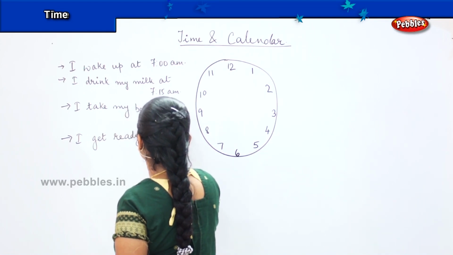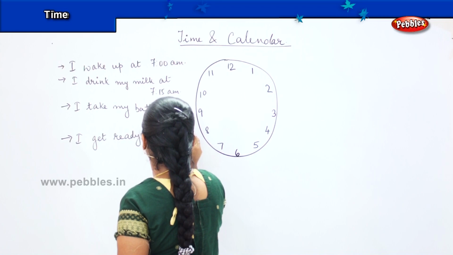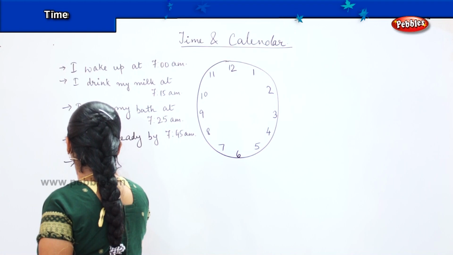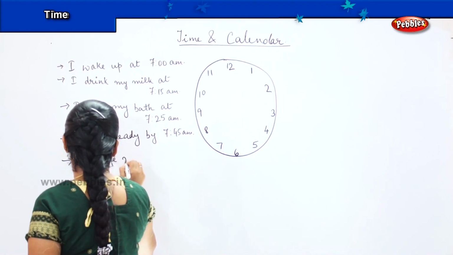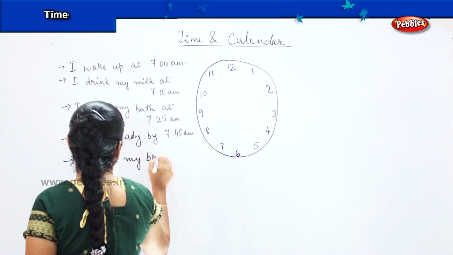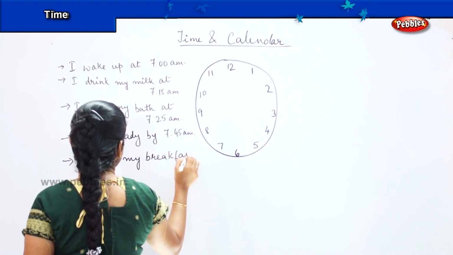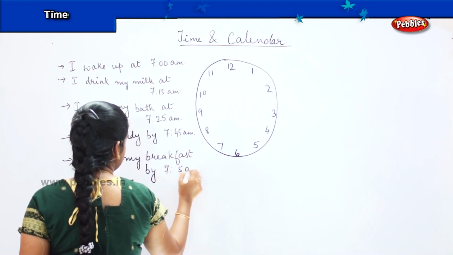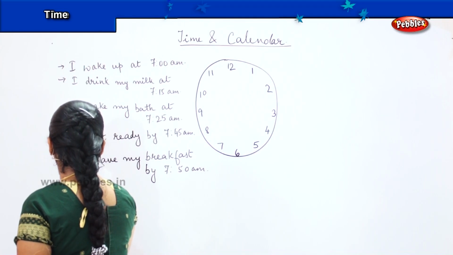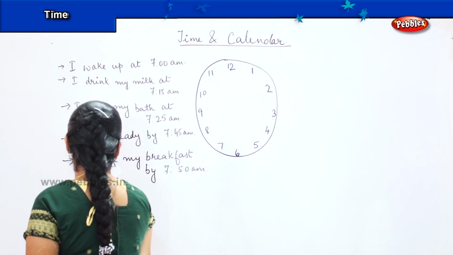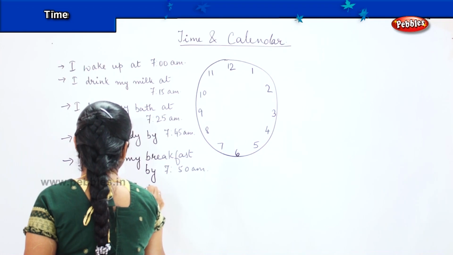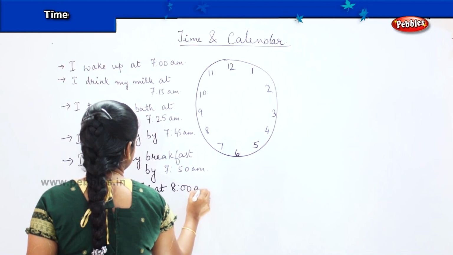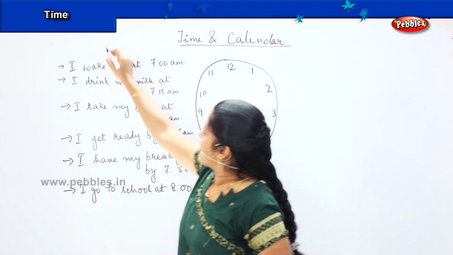by 7:45 a.m. I have my breakfast by 7:50 a.m. and I go to school at 8 a.m. Okay, so this is my routine.